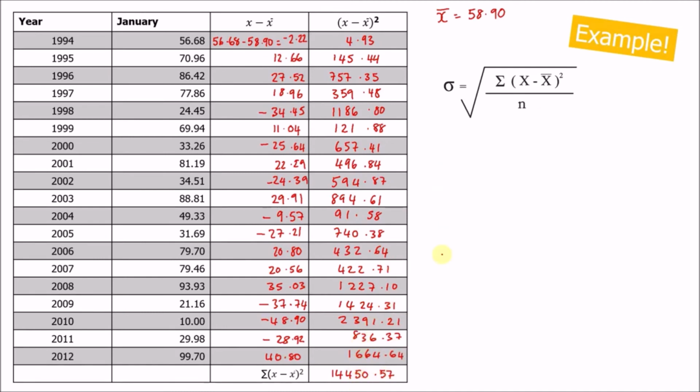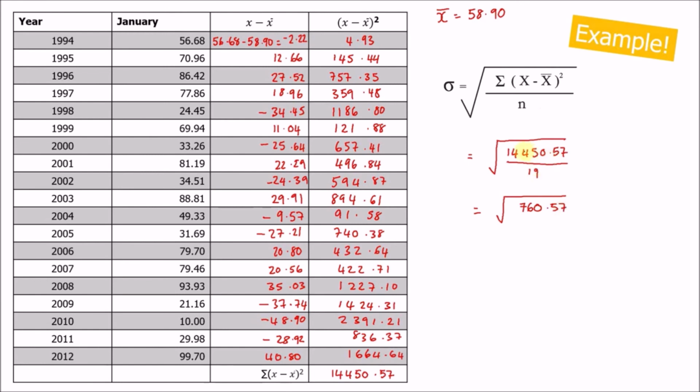What we can now do is start substituting some numbers into our equation so that we can work out what the standard deviation is for this set of data. We know what the sum of x minus x bar squared is. We just added it up down here. It's 14,450.57. So we can do that divided by n, which in this case is 19. We have 19 years in our table, and we can square root that whole number. If we were to work that out, that is the same as doing the square root of 760.57.